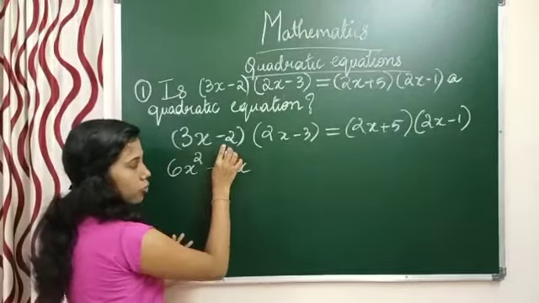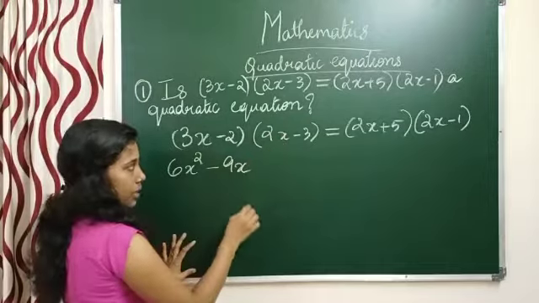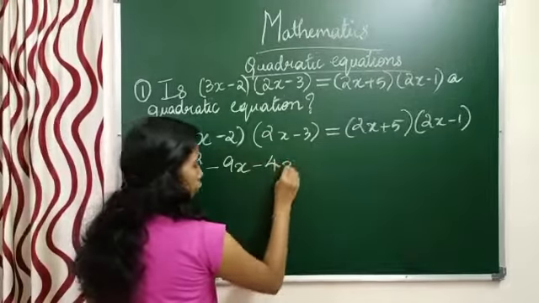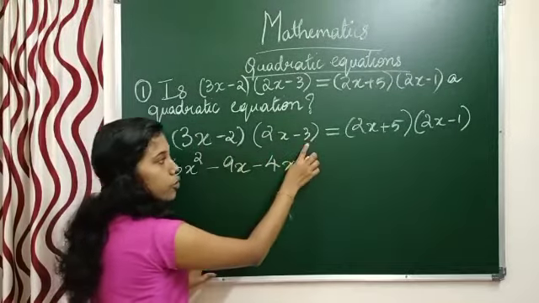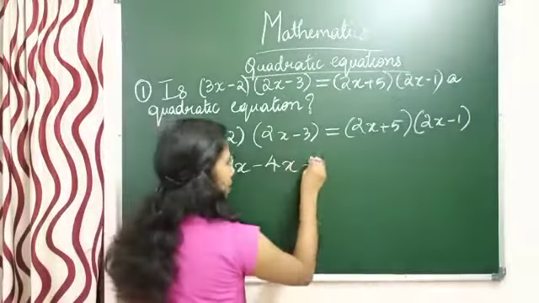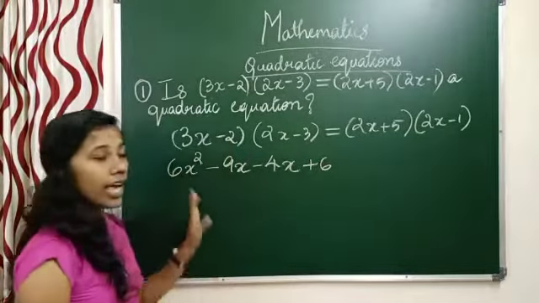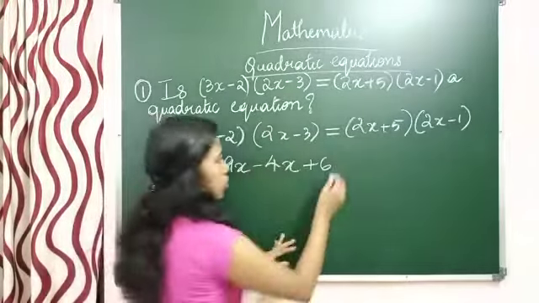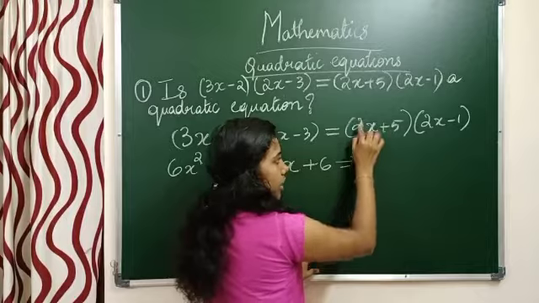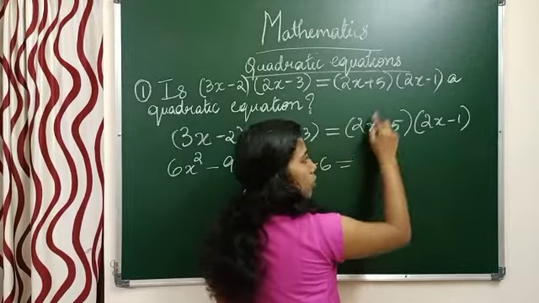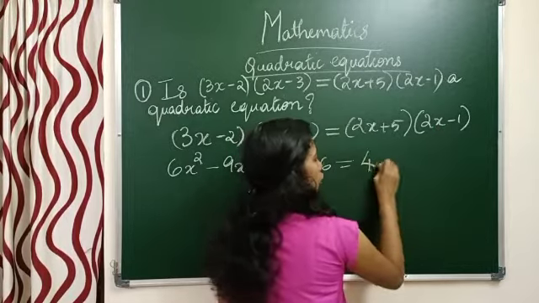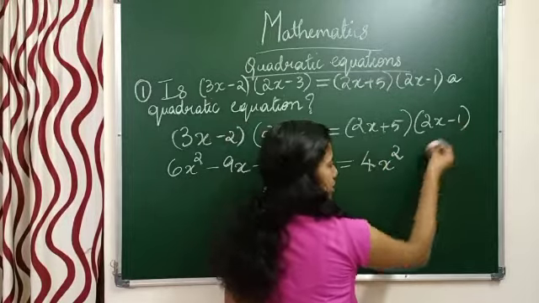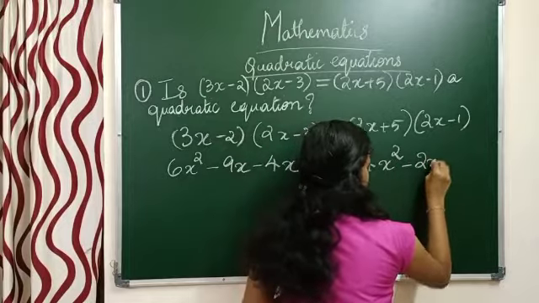Then with minus 2 we are opening this bracket. So it becomes minus 2 into 2x is minus 4x. Then minus 2 into minus 3 is plus 6. Likewise, we have to open the bracket on the other side. With 2x we have to open this. So it becomes 2x into 2x is 4x square. Then 2x into minus 1 is minus 2x.